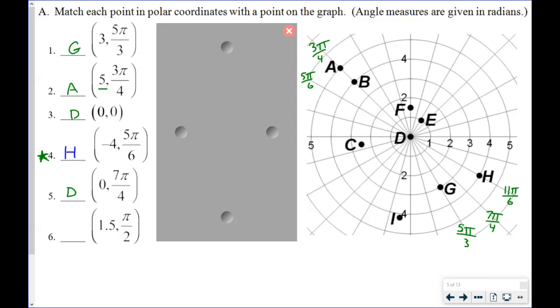Okay, one more I'll do with you guys. Number 6, pi over 2, that's our favorite angle. That's one of mine because it's the easiest to find. Positive y-axis. And what point is sitting 1.5 units away from the origin on the positive y-axis? Well, that's F. Okay, take a minute, do 7 through 12, and then we will go through the solutions there.